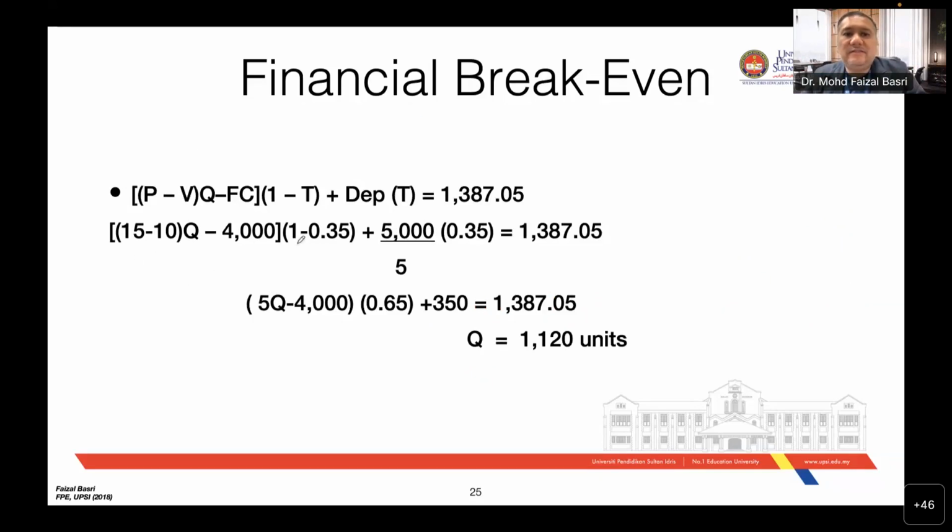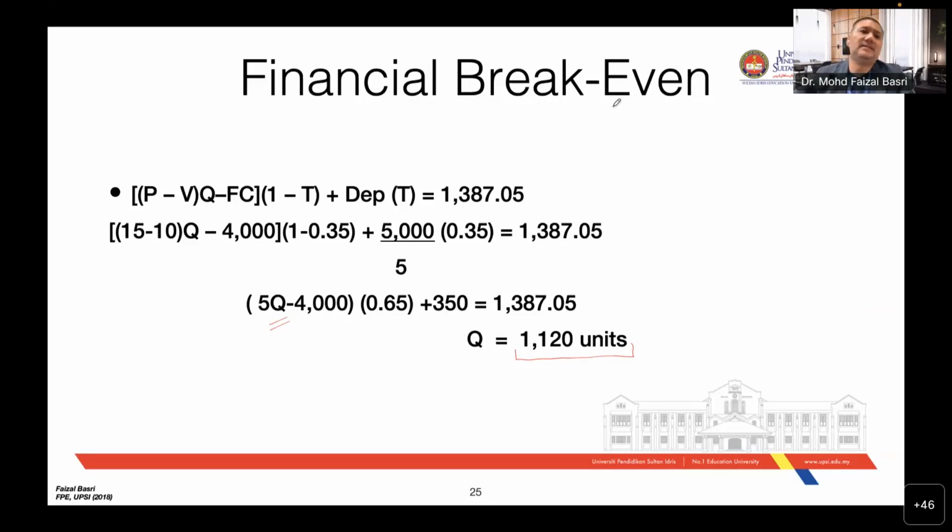So slot in all the information, just like before. But now the target OCF that you need to achieve is 1387.05. And substitute all the information, find the Q. Here you get the quantity, or the units, that you need to sell is 1,120 units in order to achieve financial break-even.